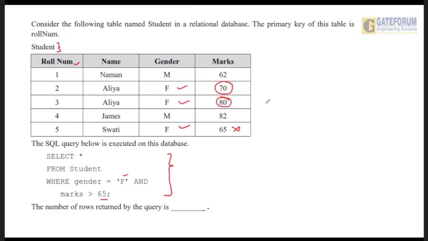First row is, the roll number is 2. The name is Alia. The gender is female and the marks is 70. And the other row that it will return is 3. Alia. Gender is female and marks is 80. So these are the 2 rows that will be returned by this query. So the answer will be 2. Okay.